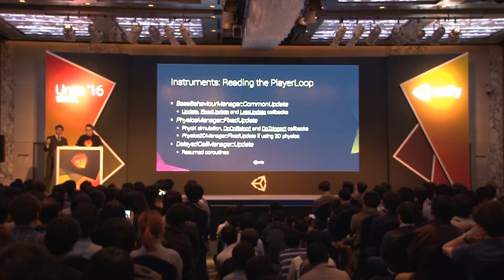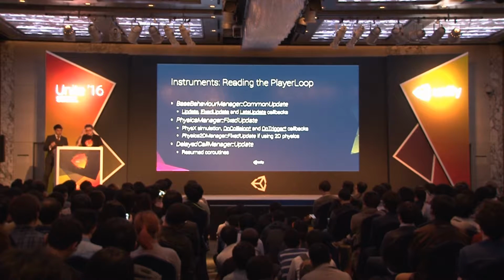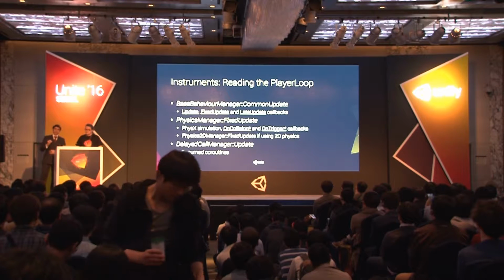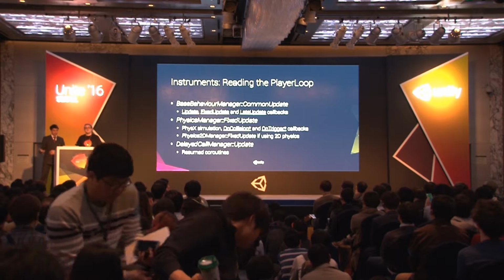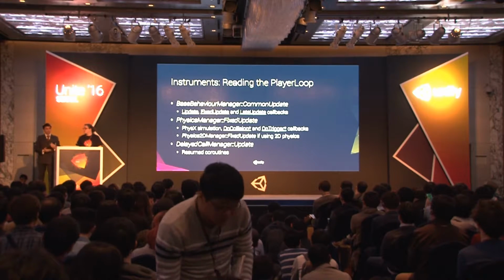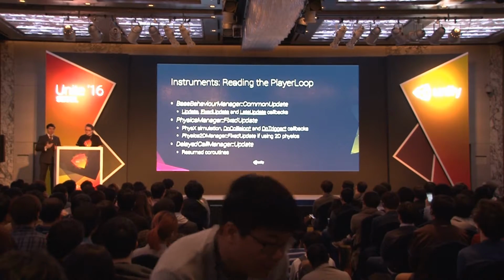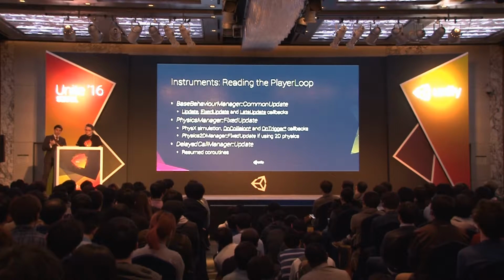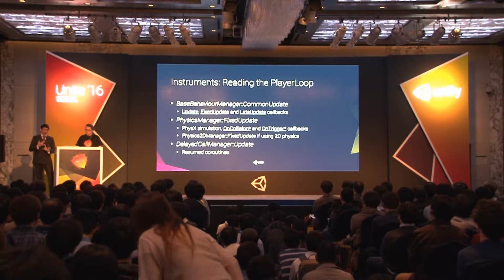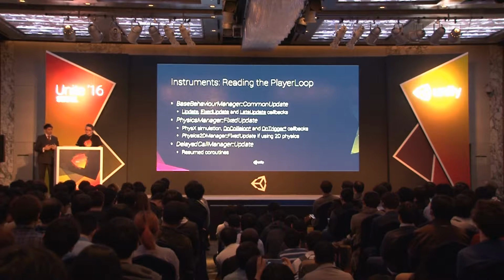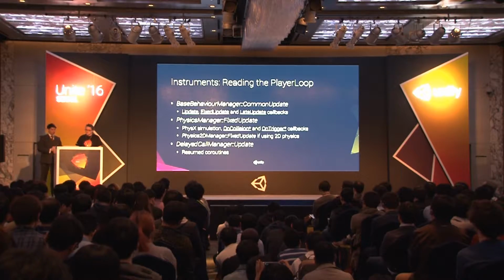Second, there will be a call to the physics manager. It will be the fixed update function. This call contains the actual cost of running PhysX in your scene. It applies forces, it moves colliders, and so on. If you have any physics callbacks, like on collision enter, on trigger stay, on collision stay, these will also be here. Third, delayed call manager.